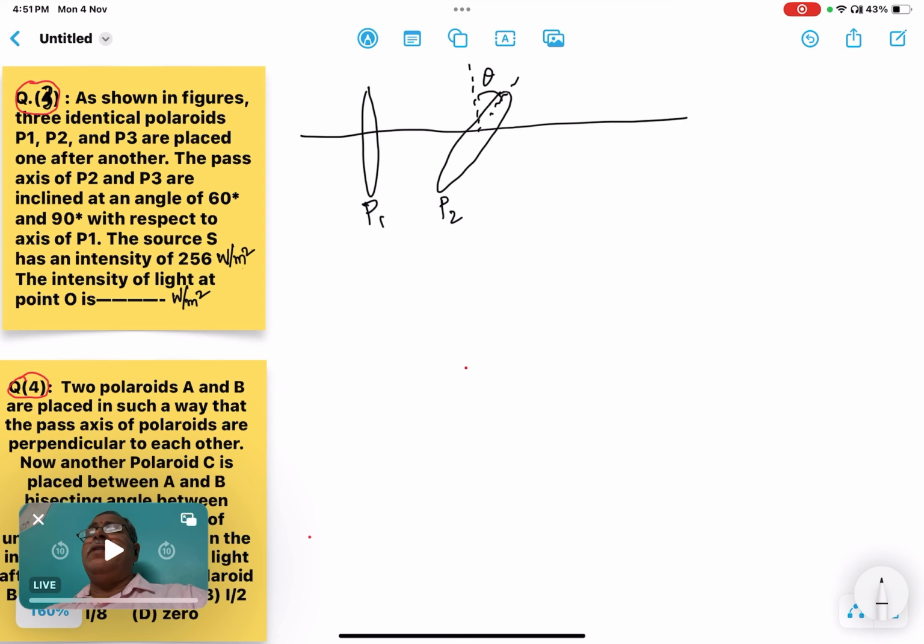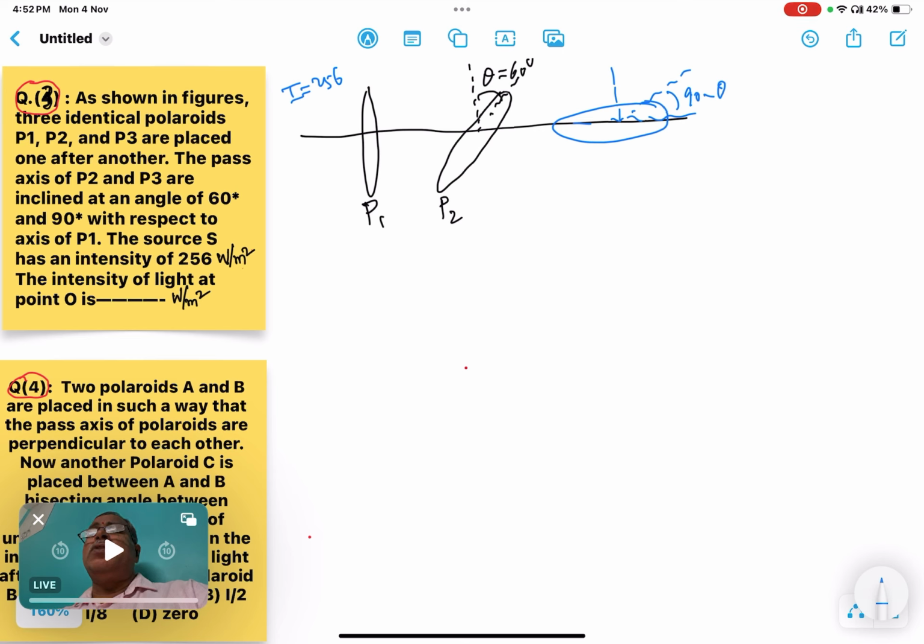So theta 1 is given as 60 degrees. And the third is making 90 degrees with respect to P1. This is the third Polaroid sheet. It is at right angles, 90 degrees, with respect to P1, but with respect to the P2 axis, this is 90 minus theta. My dear students, the initial intensity of light is I equals 256 watt per meter square.